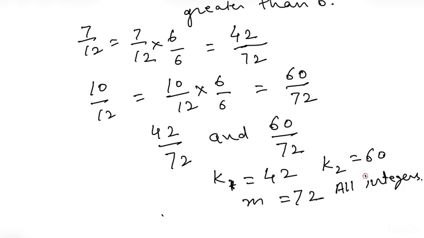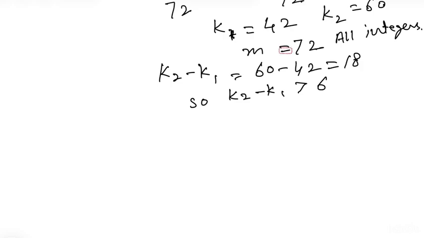First condition complete. Second is K2 minus K1. This is equal to 60 minus 42 is equal to 18. So K2 minus K1 is greater than 6. Second condition is also proved.